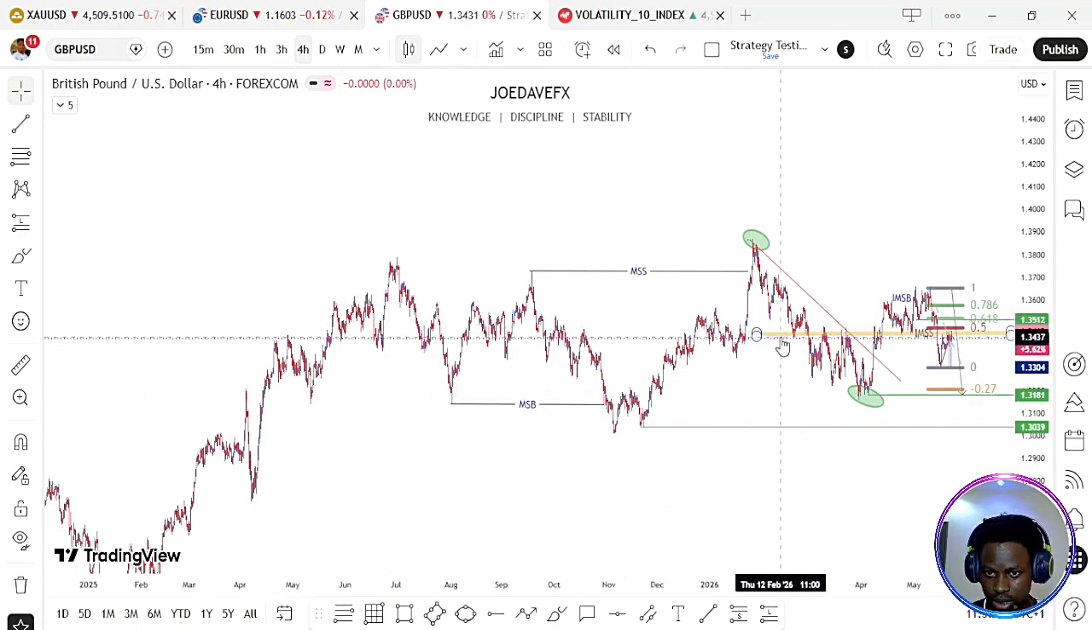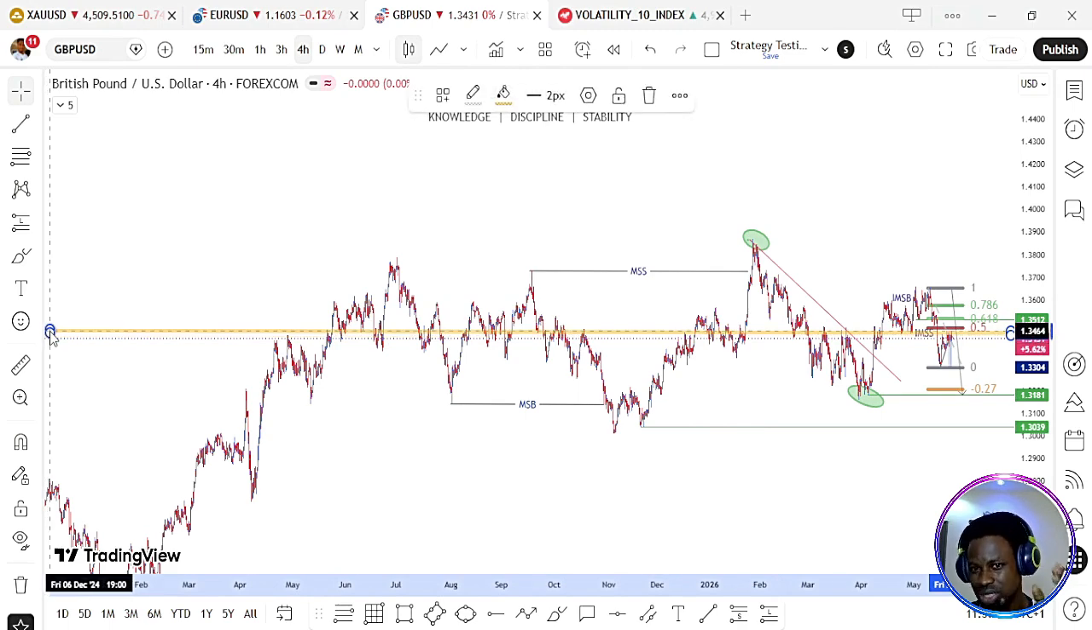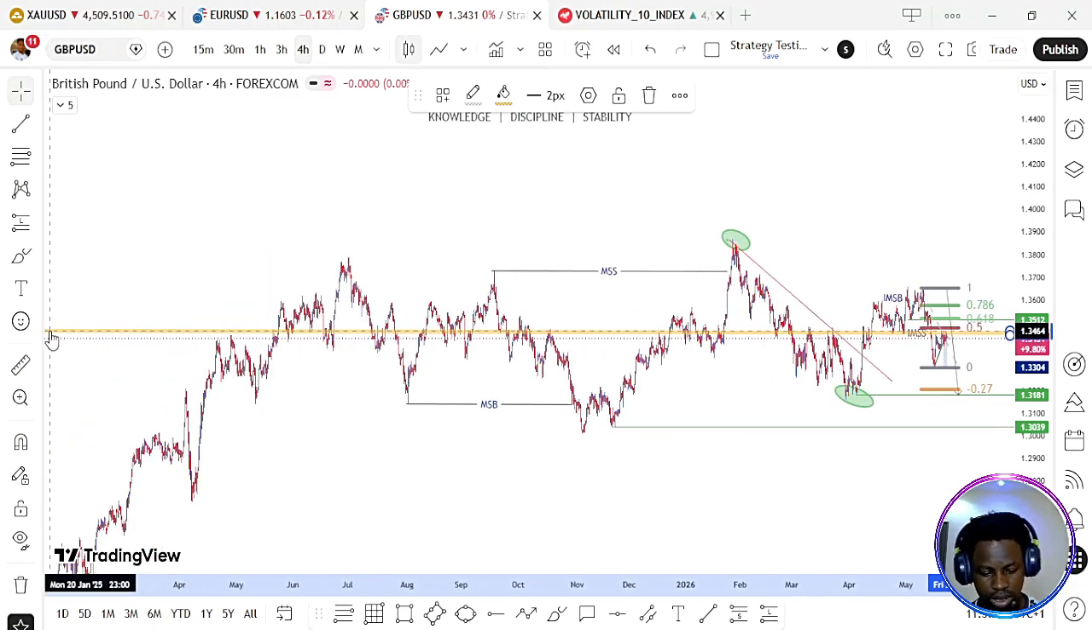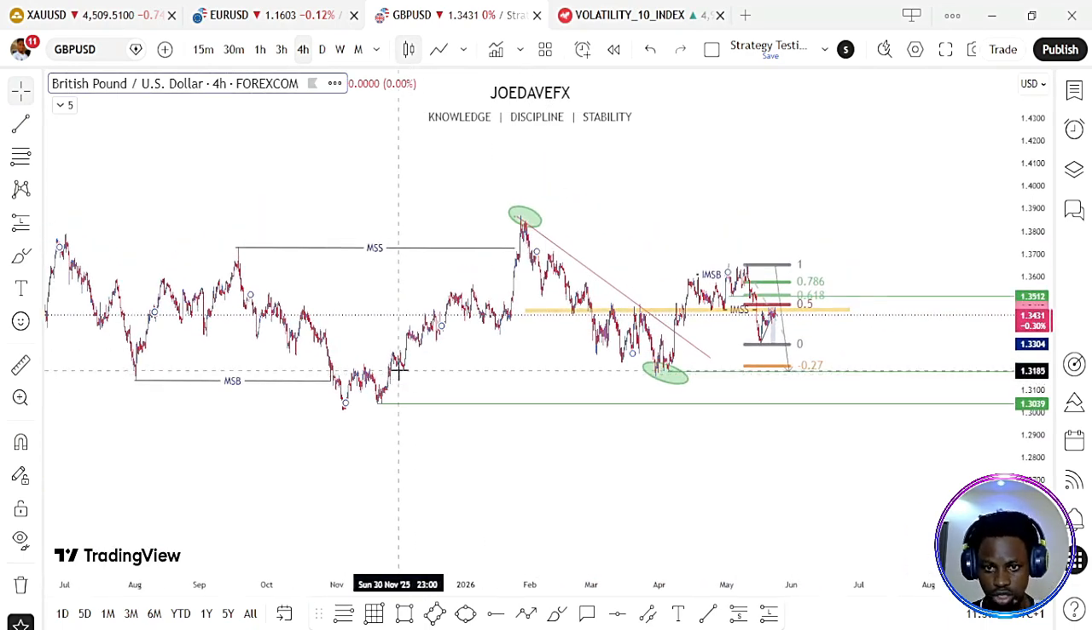If I extend this support I have here to the back side like this, you can see that is the zone, and that is a very strong zone which I'm expecting GBPUSD to actually set off from. But notwithstanding, price can decide to sweep above it a little bit with just the wicks and come down below it, which is now going to be a tap into the Fibonacci golden zone. That is just what I'm seeing on GBPUSD. All I need now is to wait for extra confirmation on GBPUSD.